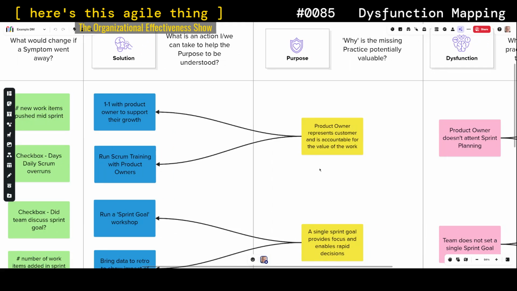So the system of delivery that Scrum is could change, but the dysfunction mapping wouldn't necessarily change, because you're starting at the dysfunction, you're figuring out why, and you figure out what action. Like you could be doing this with Kanban, you could be doing it with anything.